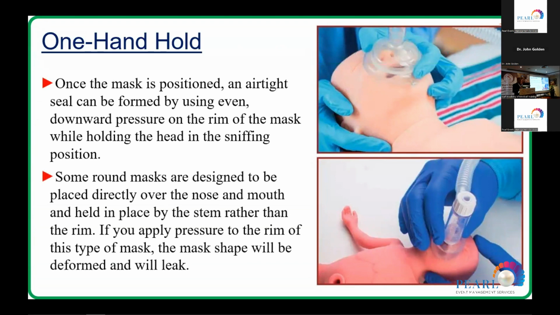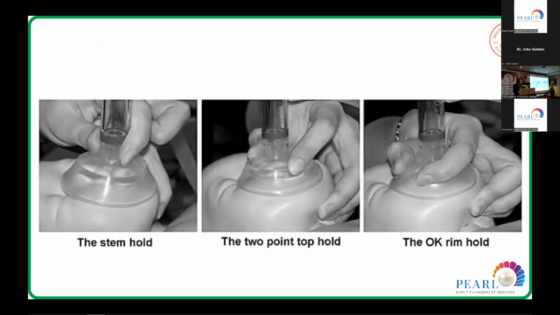Some round masks are designed to be placed directly over the nose and the mouth by holding them in place by the stem rather than the rim. If you apply pressure on the rim of this type of mask, the mask shape will be deformed and will leak. So with this type of mask, you must apply the pressure by the stem, not by the rim. This is the stem hole. This is the top hole.